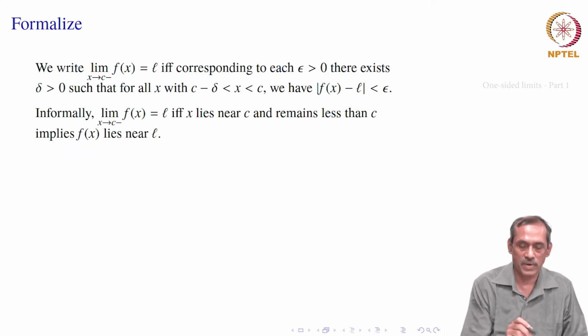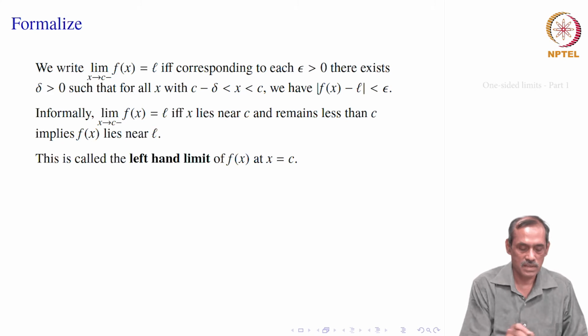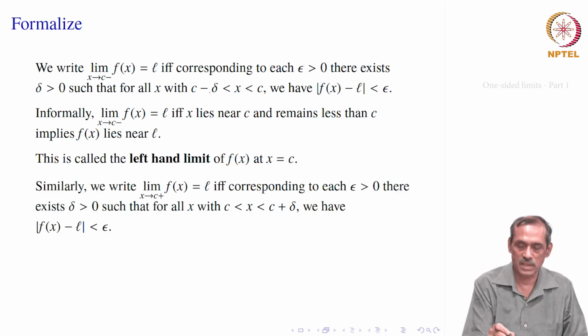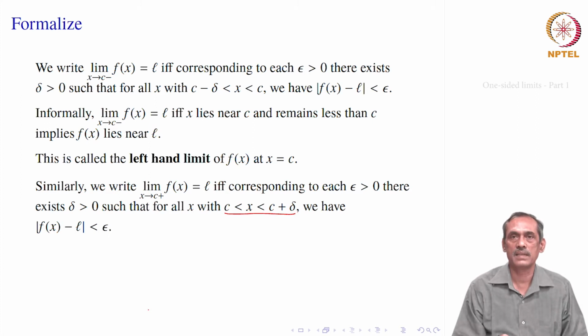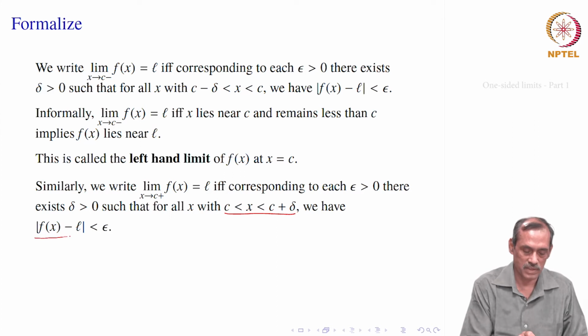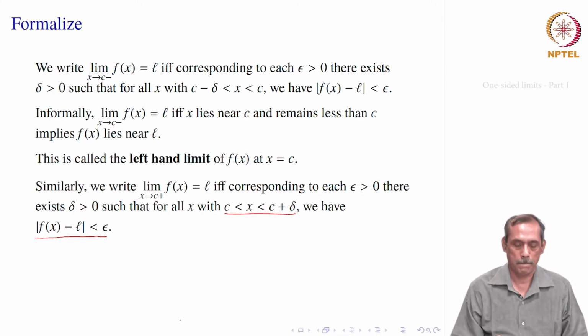So, similarly, you can define the right side limit also. So, the right side limit will be considering the interval c to c plus delta. So, we write limit of f of x as x goes to c plus, that is the right hand side limit, that is L if and only if corresponding to each epsilon there exists delta such that whenever x lies between c and c plus delta, that is on the right delta neighborhood, we have the same condition mod f x minus L less than epsilon is satisfied.